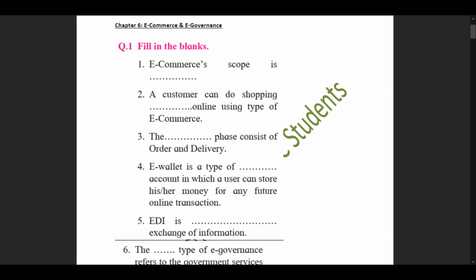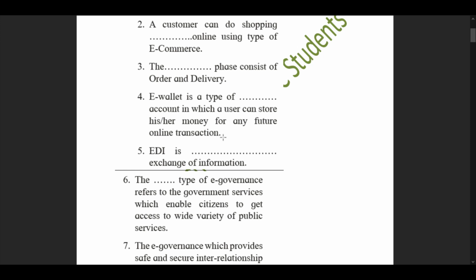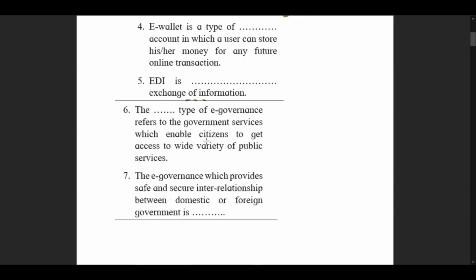Then we move forward to sub-question number 5. EDI is dash exchange of information. So here we have the answer to be electronic. EDI is electronic exchange of information. Then we move forward to sub-question 6. The dash type of e-governance refers to the government services which enable citizens to get access to a wide variety of public services. So the answer here is G to C.